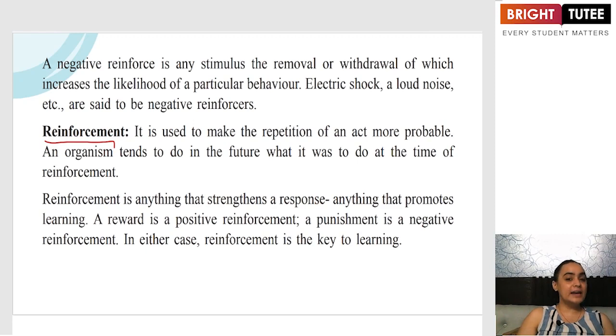On the other hand, negative reinforcement, like punishing the child, beating the child, talking loudly to the child, these are negative reinforcement techniques. They need to be withdrawn if the teacher wants the student to be a better learner. So this is what reinforcement is.